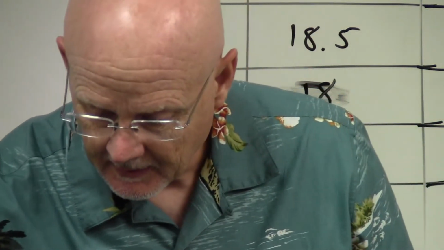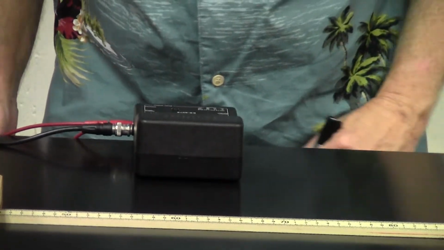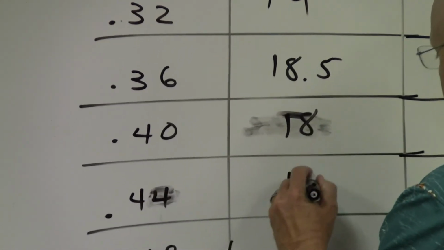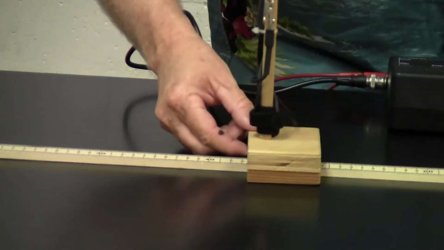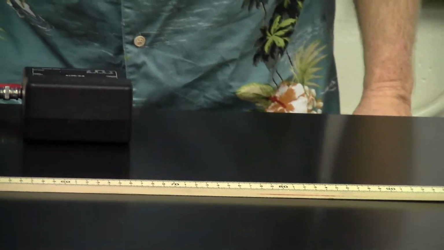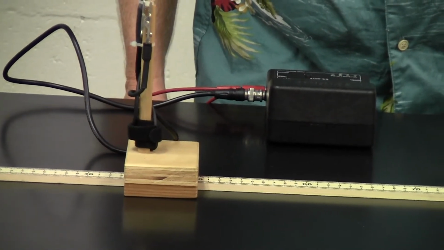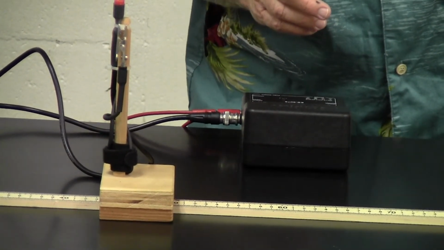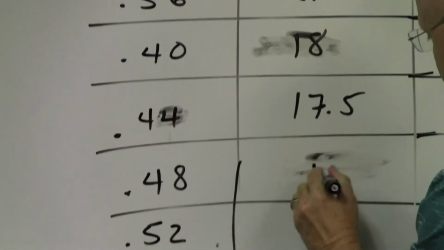18. Let's go to 44 here. 16, 17.5 really. 4 more make 50. Call it a 16 and a half, or should, well, let's see. I can see it a little better. Yeah, that's pretty much in the middle. Let's call it a 17.